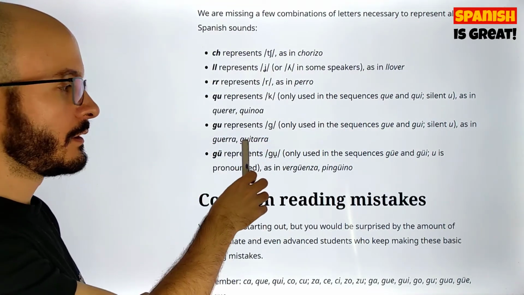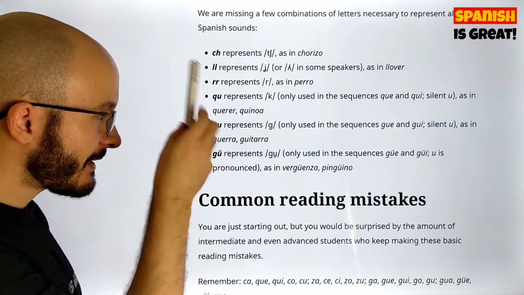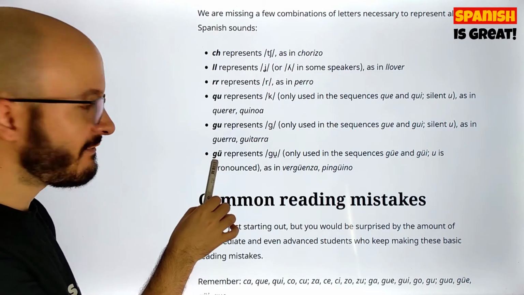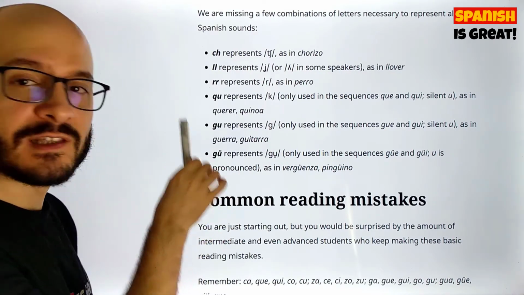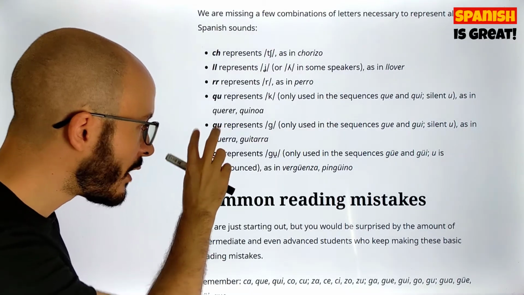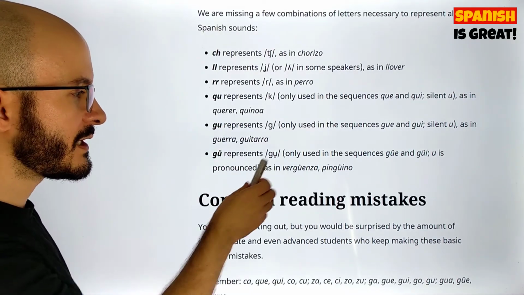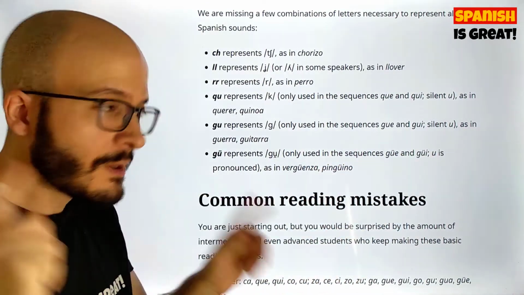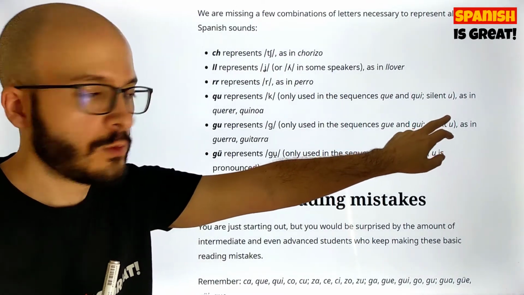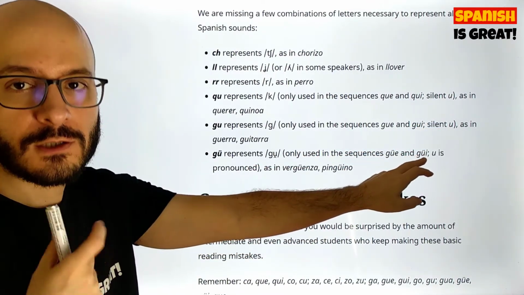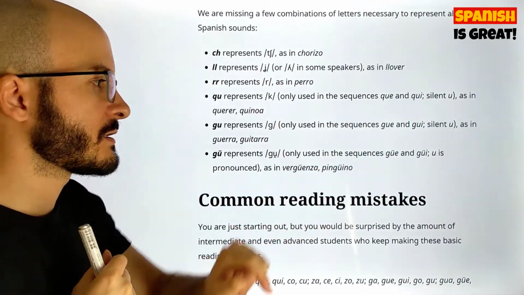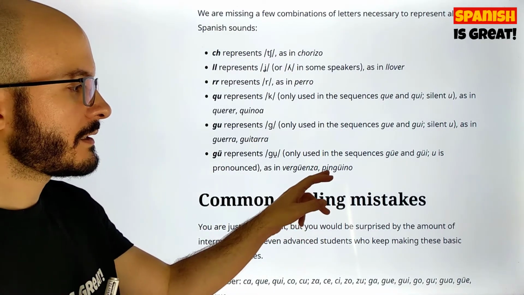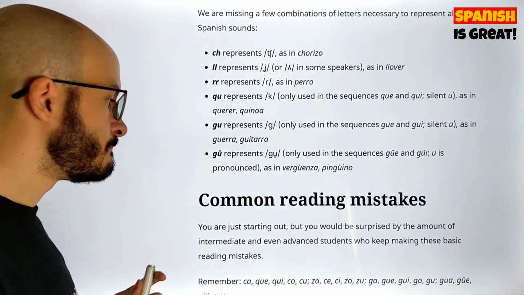So war, guitar, as we can imagine. And then you see that there is a difference here. We have GU, and here we have GU with diéresis, which is like these two dots on top of the U, no? Represents gu, only used in the sequences güe, güi. So remember, here ge, gi, silent U, but here güe, güi, U is not silent. Okay, so that's the difference. As in vergüenza, shame, and pingüino, penguin, as you can imagine.